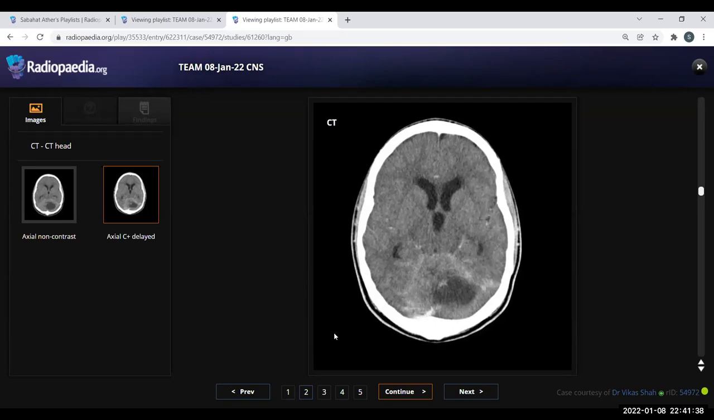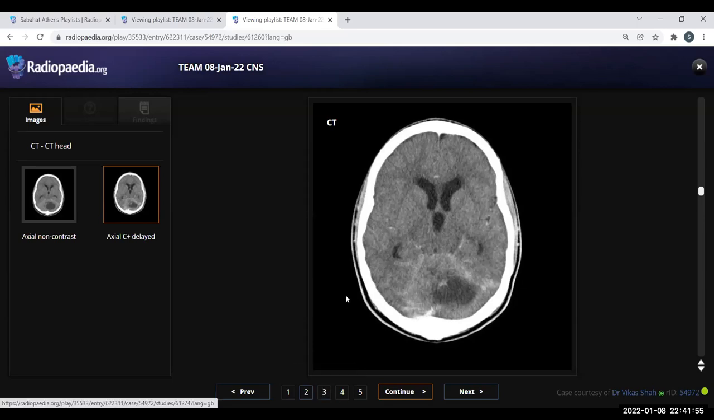And in a young male, the first thing that comes to my mind is hemangioblastoma. Okay, and this patient also has high blood pressure. So can you correlate the hemangioblastoma with high blood pressure? What do you think? And what would you like to do next?